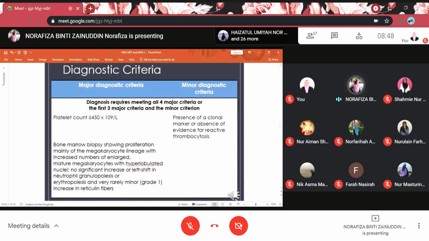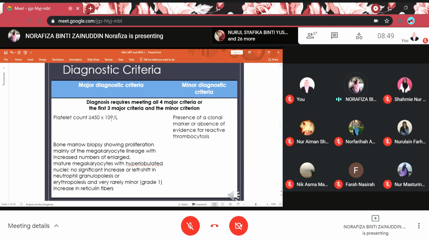And this is the diagnostic criteria of ET patients. The diagnosis requires meeting all 4 major criteria, or the first 3 major criteria and the minor criteria. So the first criteria is platelet count of 450 or more times 10 to the power of 9 per liter. Oops, I made a mistake. This one is 10 to the power of 9.